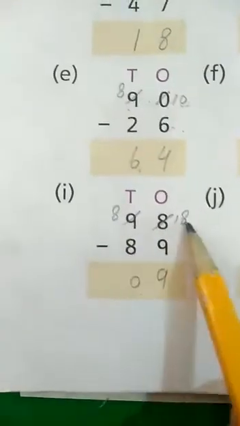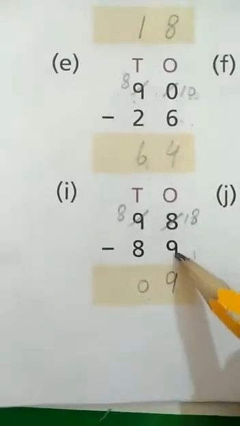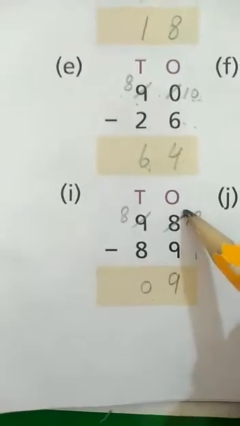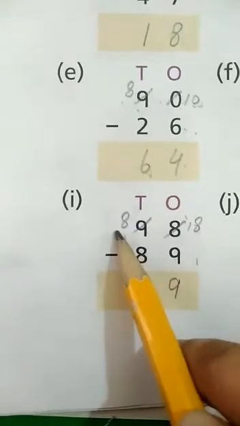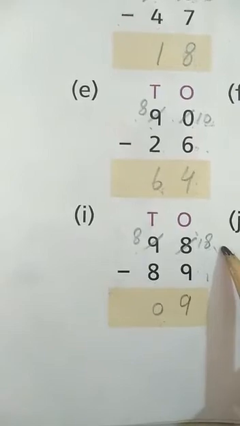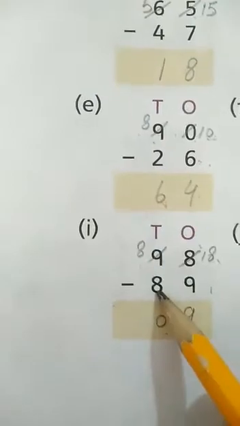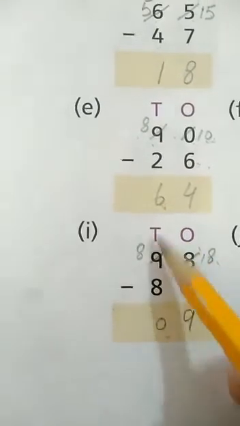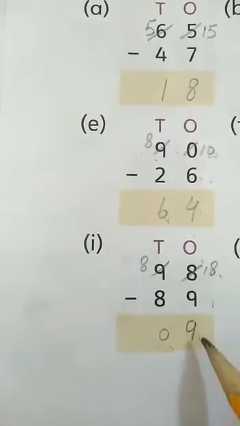On question number I, we have 98 minus 89. So students, we cannot subtract 9 ones from 8 ones. So we can borrow 1 from tens column. So when we borrow, 9 becomes 8 and 8 becomes 18. 1 tens and 8 ones is equal to 18. So 18 minus 9 is equal to 9 and 8 minus 8 is equal to 0. So now we have 0 tens and 9 ones is equal to 9.